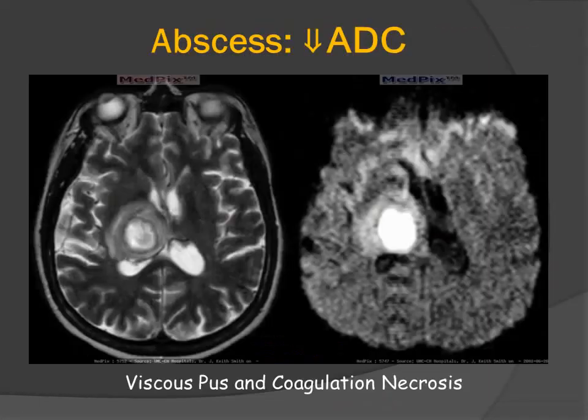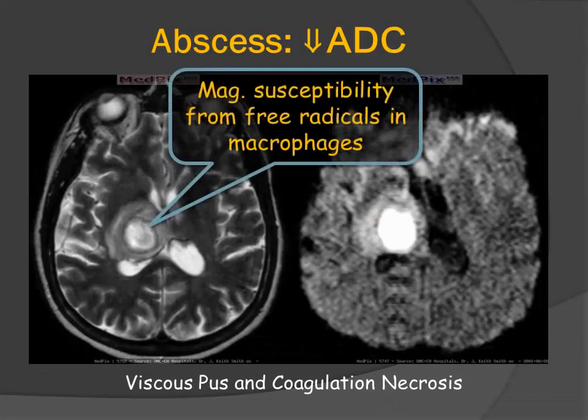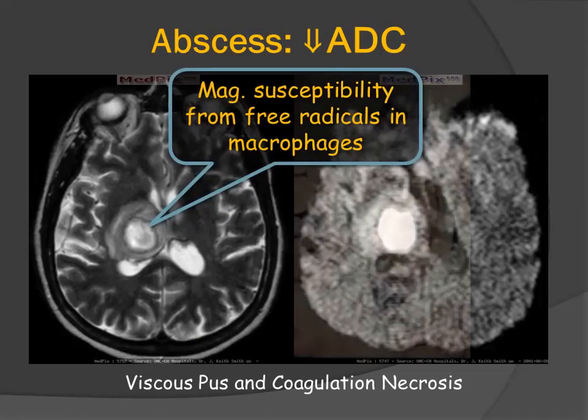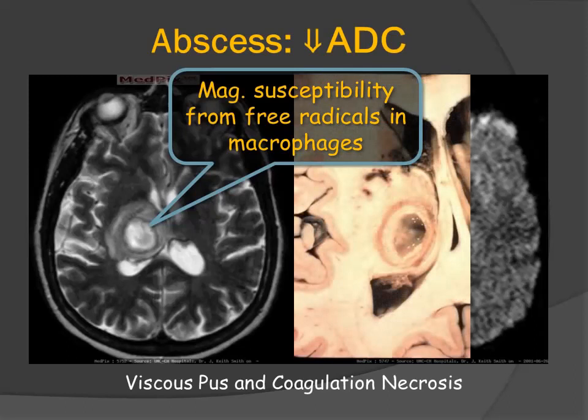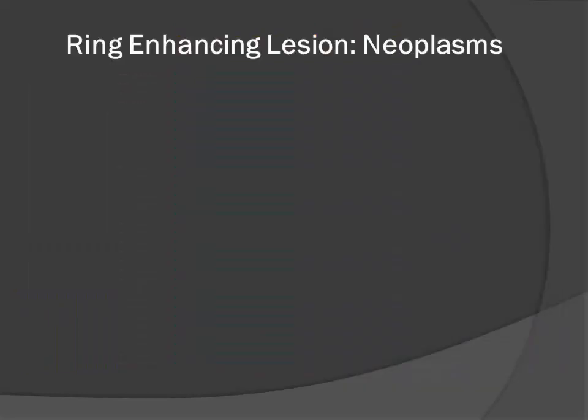So abscesses classically have restricted diffusion and a hypointense rim, and they're typically convex all the way around. If we look at this pathologic example, we can see it has a very, very smooth margin. We can see the white cell mass and coagulation necrosis in the center.